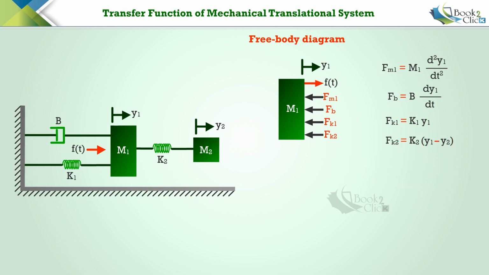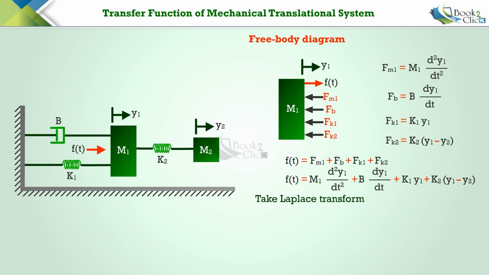The dynamic equation or differential equation of motion for free body diagram M1 is f of t equals F M1 plus Fb plus F K1 plus F K2. Substitute the known values of opposing forces in this equation.